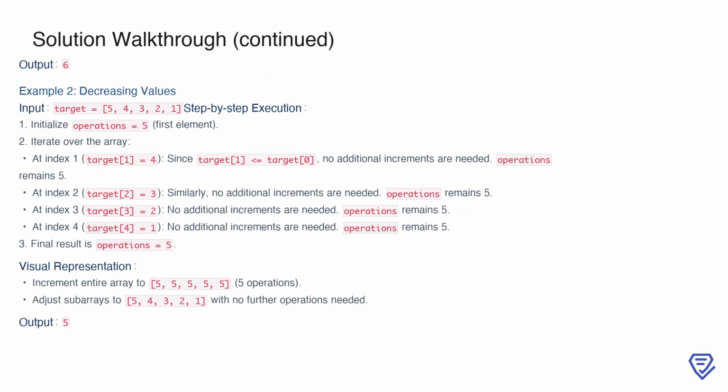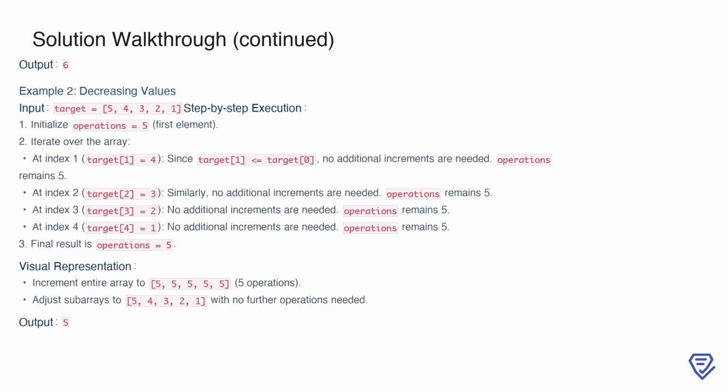Now let's look at another example where the target array is 5, 4, 3, 2, 1, which is strictly decreasing. We initialize the operations with the first element, 5. This accounts for incrementing the entire array to 5, 5, 5, 5, 5. As we iterate through the array, we observe that at index 1, the value 4 is less than or equal to the previous value 5, meaning no additional increments are needed.